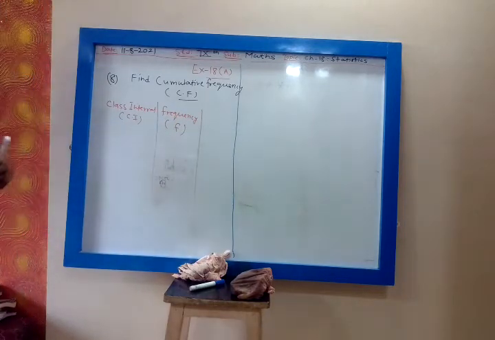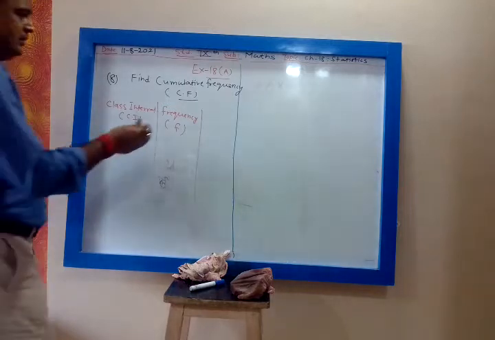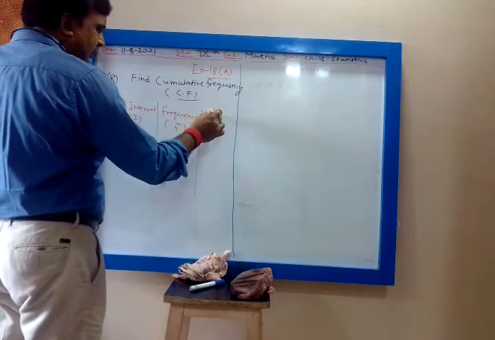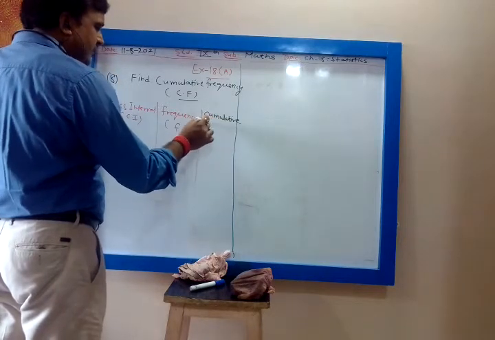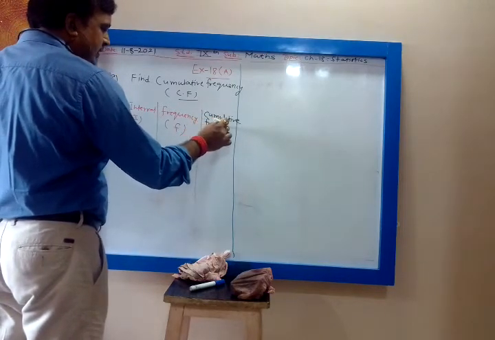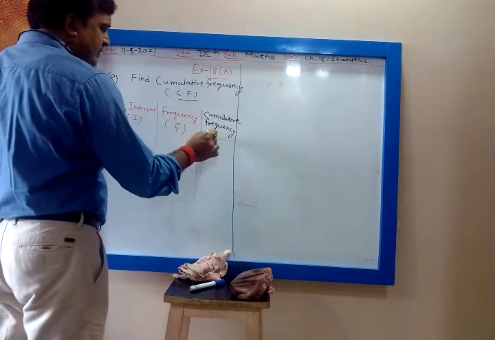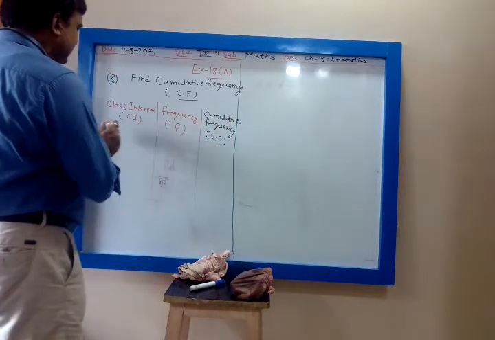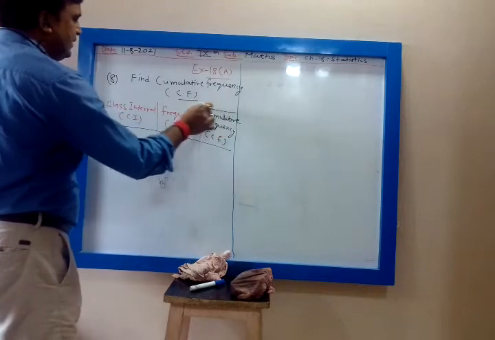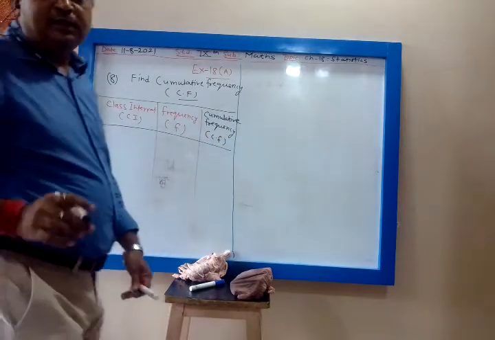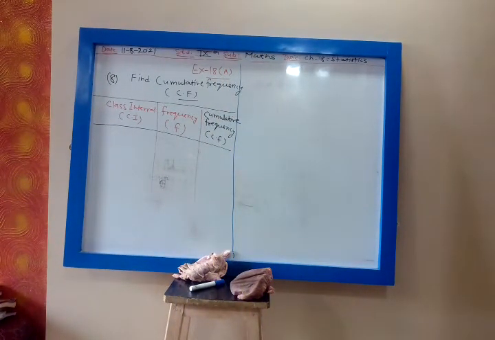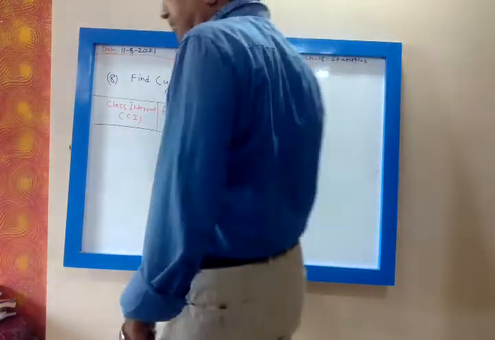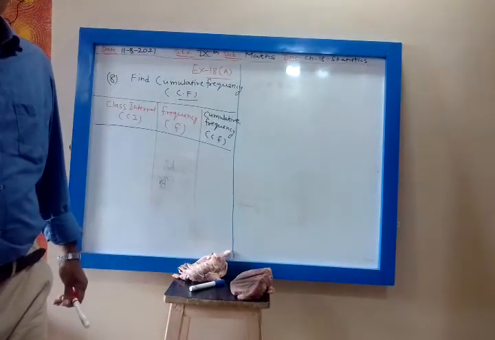Now we want to find cumulative frequency, that is CF. F means frequency, CF means cumulative frequency. So let us make this table.